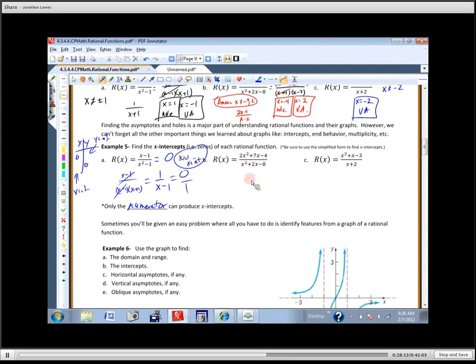Let's use the simplified version of this one. The simplified version is right here: 2x minus 1 over x minus 2. Let's set that equal to 0. Again, these look awful, but take a look. The only way this is going to equal 0 is if the numerator equals 0, so I don't even need to worry about the bottom. When does 2x minus 1 equal 0? When x is positive 1/2. Okay? That's going to be the x-intercept.